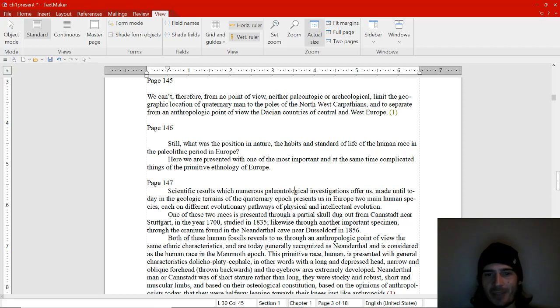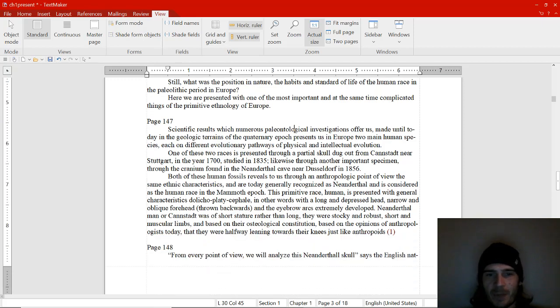One of these two races is presented through a partial skull dug out from Cannstatt, near Stuttgart, in the year 1700, studied in 1835. Likewise, though, another important specimen is the cranium found in the Neanderthal cave near Dusseldorf in 1856. Both of these human fossils reveal to us from an anthropologic point of view the same ethnic characteristics and are today generally recognized as Neanderthal and considered as the human race in the Mammoth epoch.